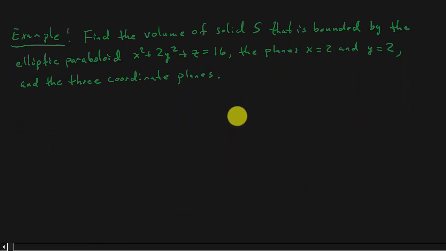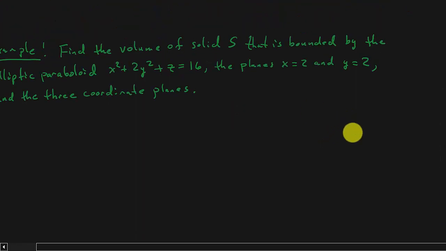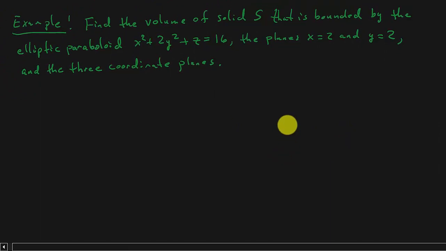All right, so let's look at this one. Find the volume of solid S that is bounded by the elliptic paraboloid x squared plus 2y squared plus z equals 16, and the planes x equal 2 and y equal 2, and the 3 coordinate planes. All right, so I guess we can do a quick little sketch. Let's see what we've got.